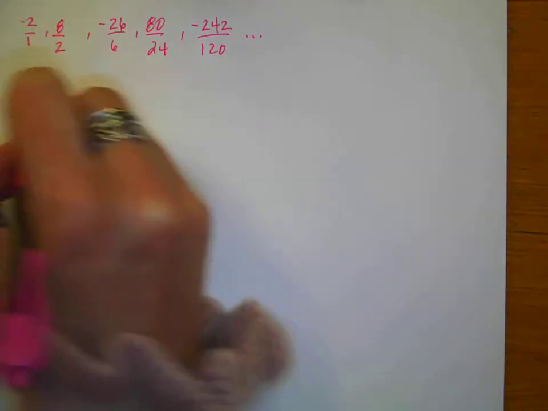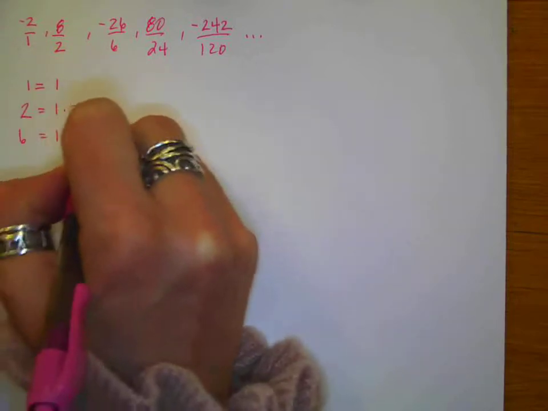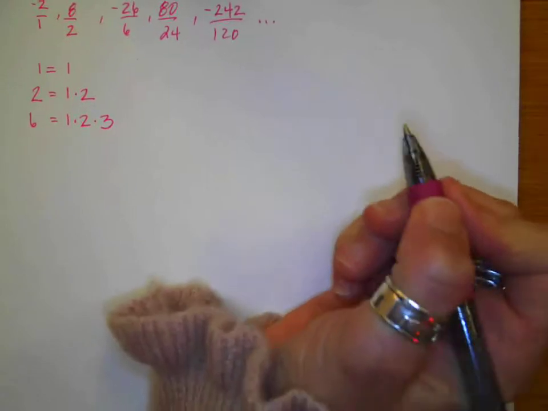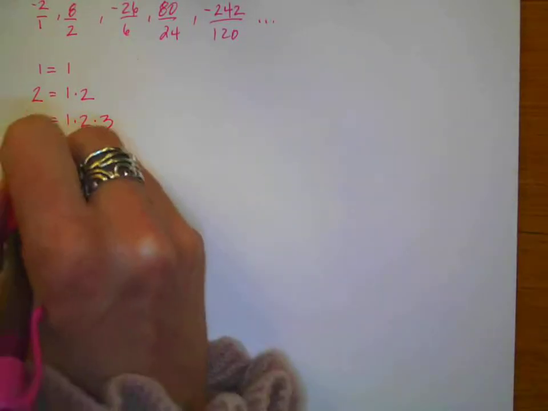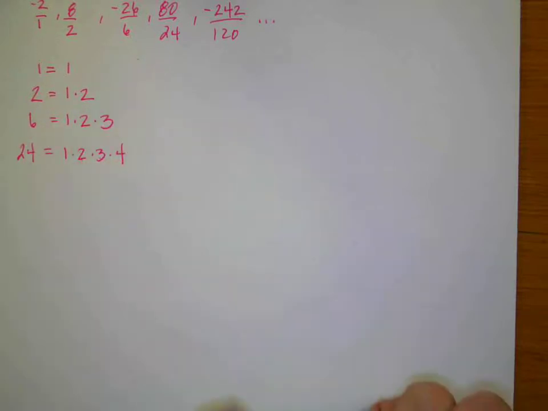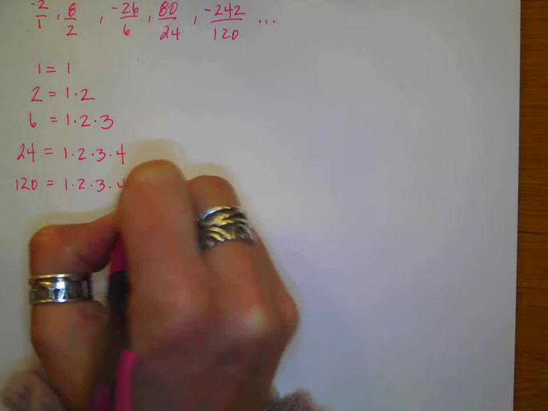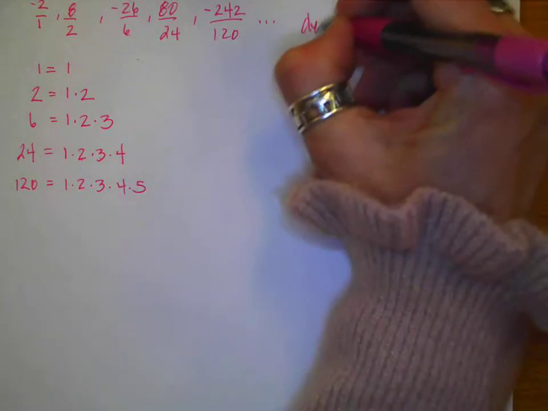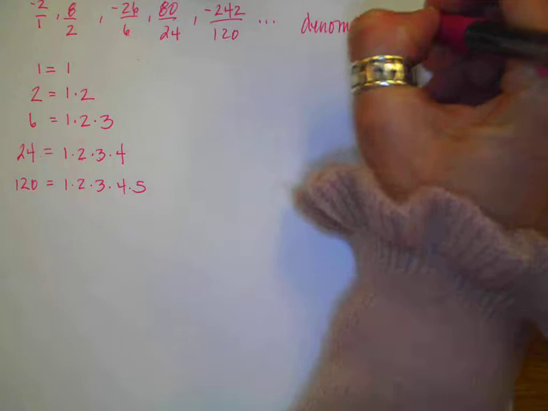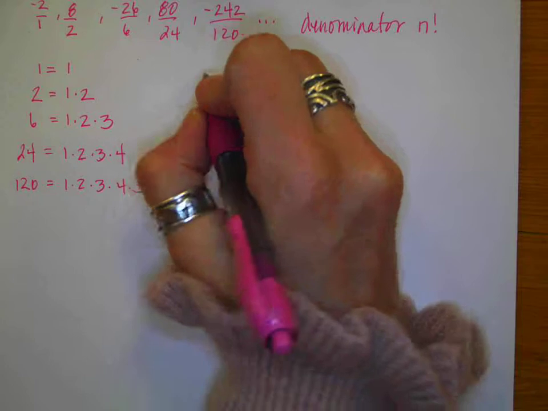1 is equal to 1. 2 is equal to 1 times 2. 6 is equal to 1 times 2 times 3. And so you should be kind of understanding the pattern that's developing. 24 is 1 times 2 times 3 times 4, because this is 12 times 2 is 24. And then 120 would be 1, 2, 3, 4, and 5. So then that means that my denominator is actually n factorial, okay? And remember, we've talked about factorials in previous courses, so I'm not going to re-talk about that now.